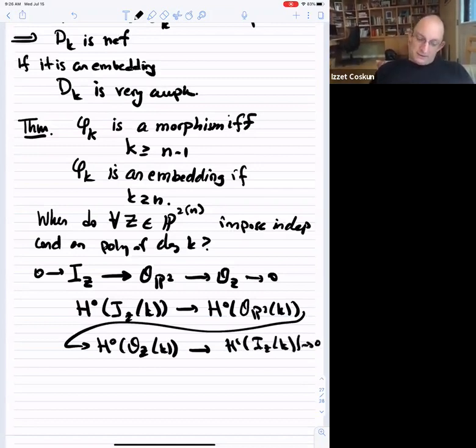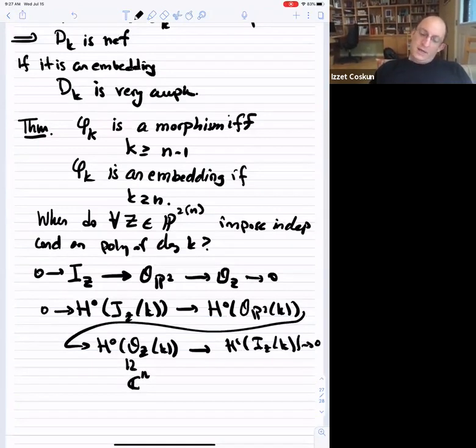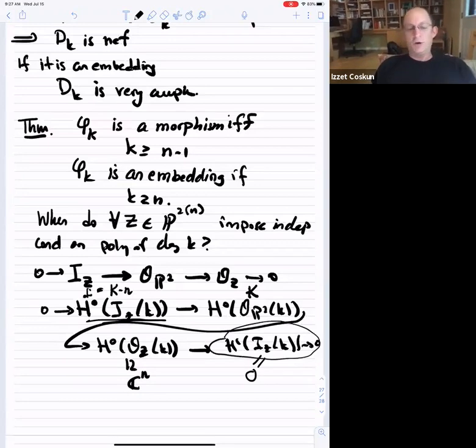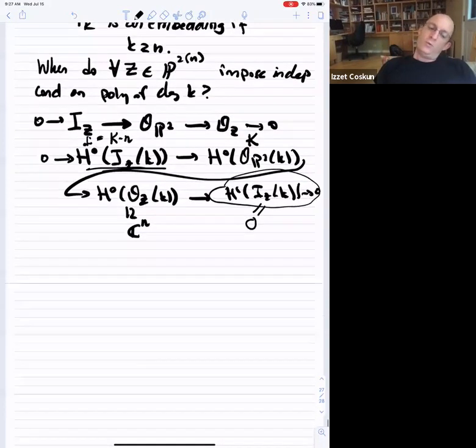To say that this has, so this is always a C, n. This is the length of the C. To say that the dimension of this thing is K plus 2 choose 2, to say that this has dimension K minus n is equivalent to saying that this is 0. So this has dimension K minus n if and only if this H1 is equal to 0. So another way of asking this question is, when is H1 of IZ of K always 0?